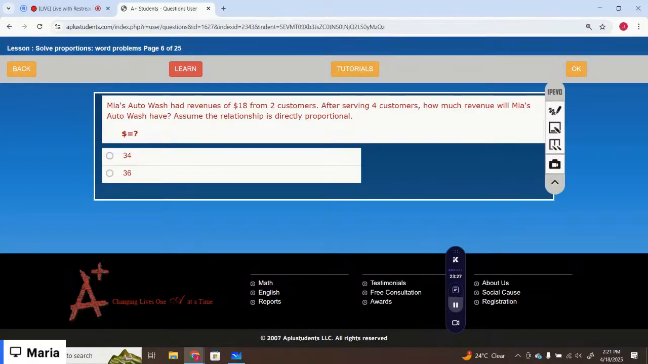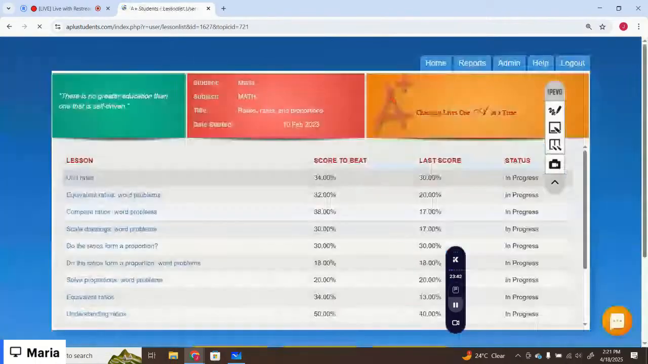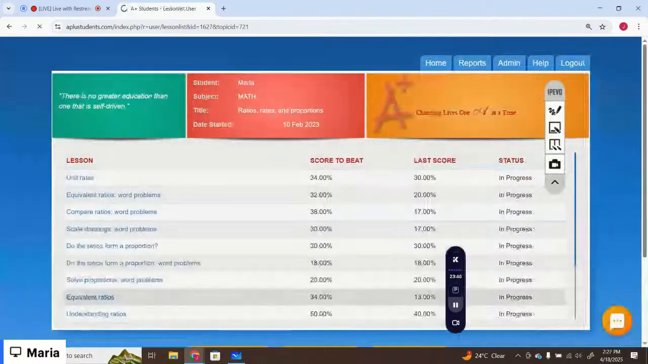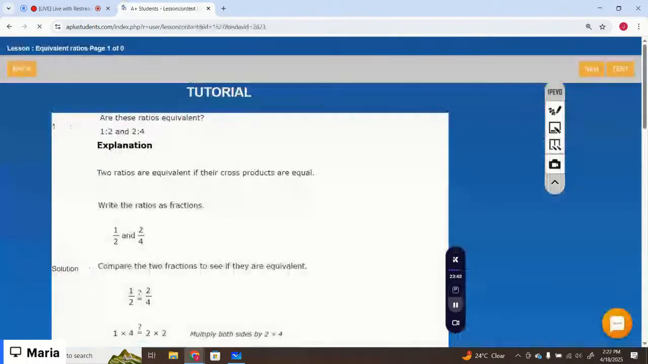Okay, you can complete the lesson by yourself today. Let me just move on to the next lesson. Equivalent ratios. Let's just start with the lesson.